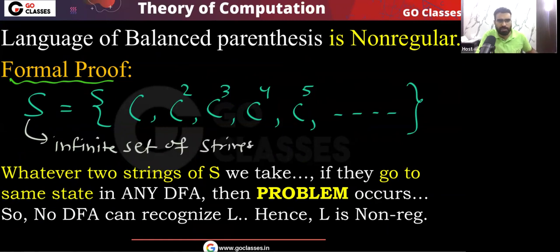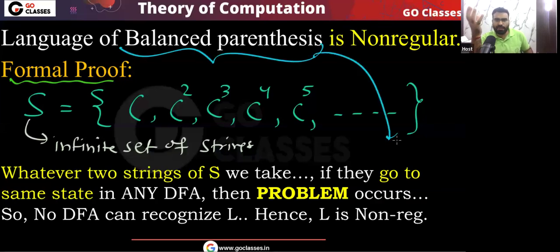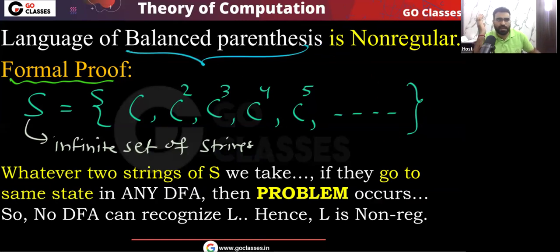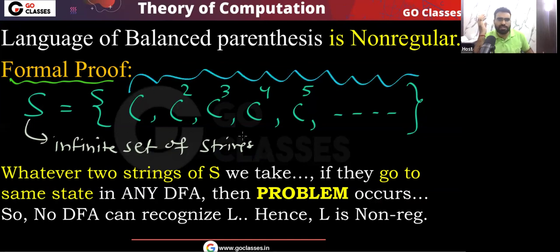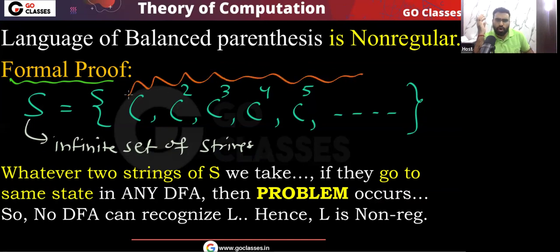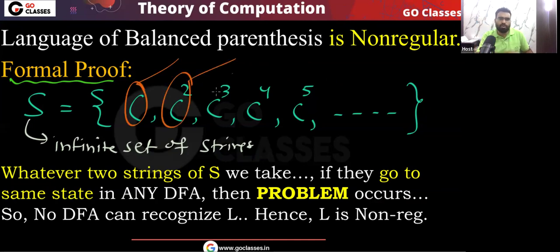Now you tell me, we have taken these infinite possibilities. If I assume this language is regular, then this language must have a DFA, and a DFA has a finite number of states. If I assume this language has a DFA, can the DFA go to a different state on each of these strings? On this string a different state, on this string a different state, and so on.